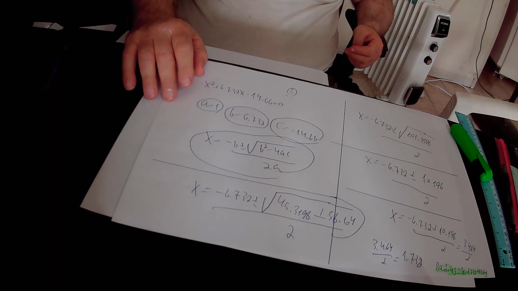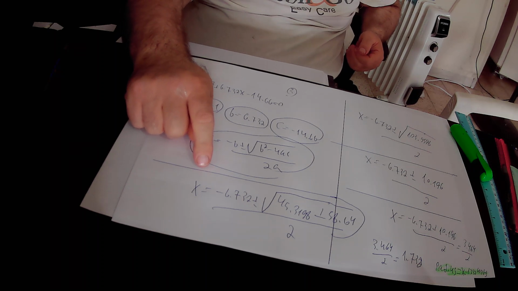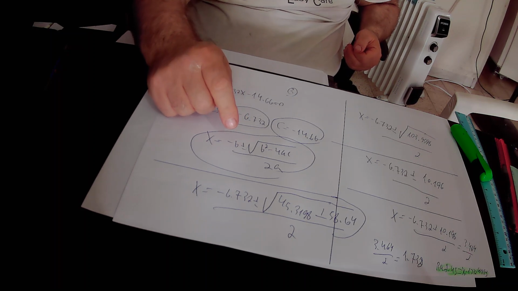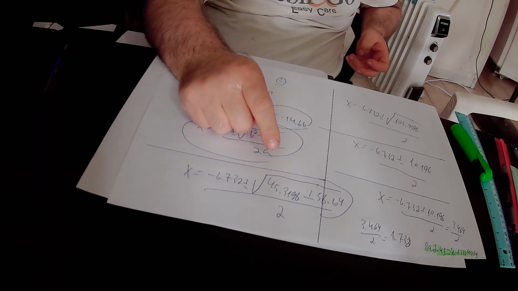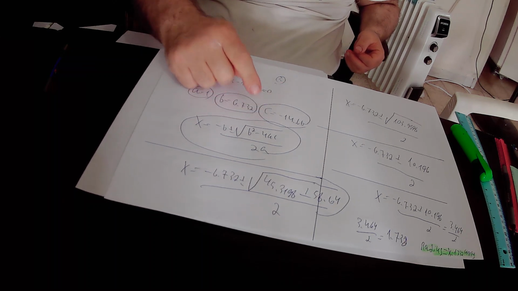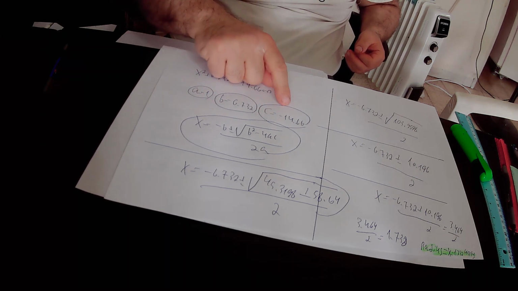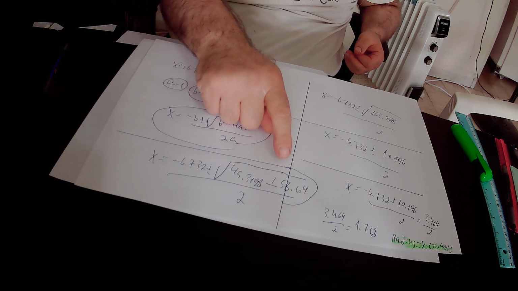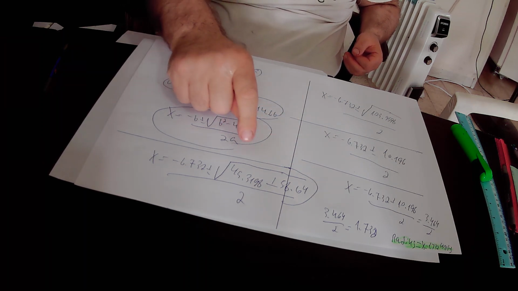So we did it, and we found that x equals minus b, b equals 6.732, therefore minus b is minus 6.732, plus or minus the square root of b squared. b equals 6.732, therefore b squared equals 45.3198, minus 4ac. So it is minus 4 times a, which is 1, times c, which is minus 14.66, so minus 4 times minus 14.66 equals plus 58.64, all divided by 2a. a is 1, so 2a is 2 times 1, that is 2.